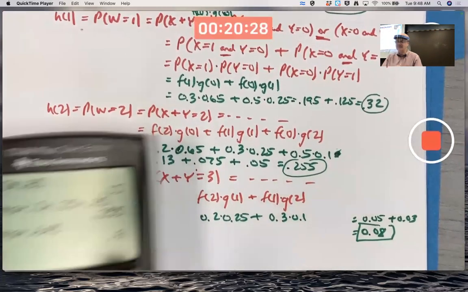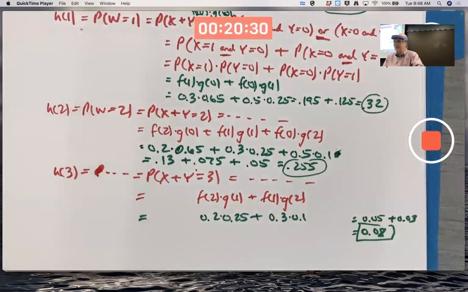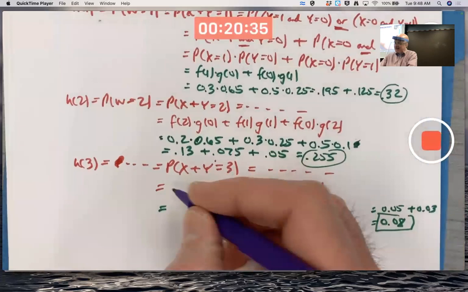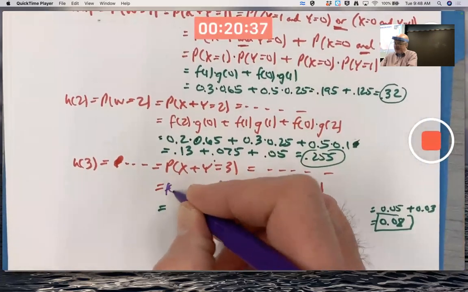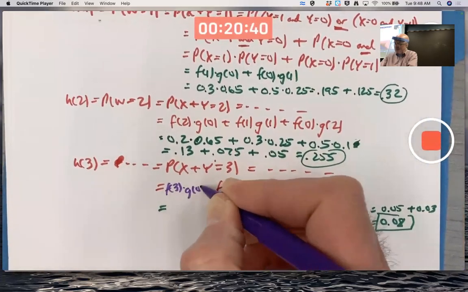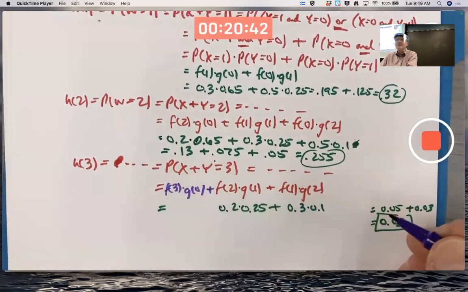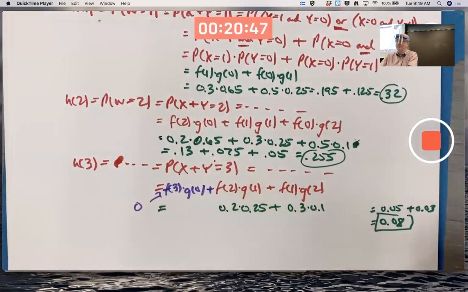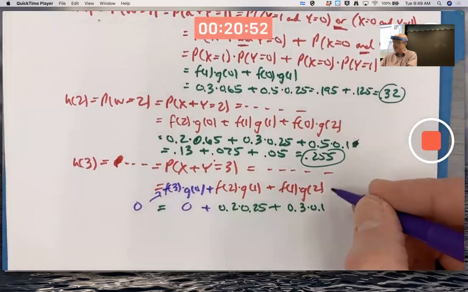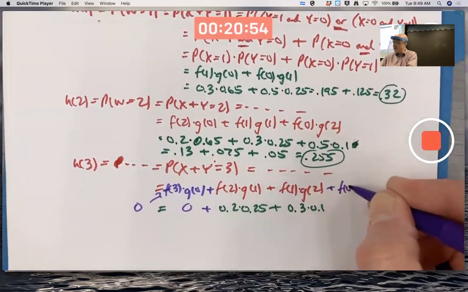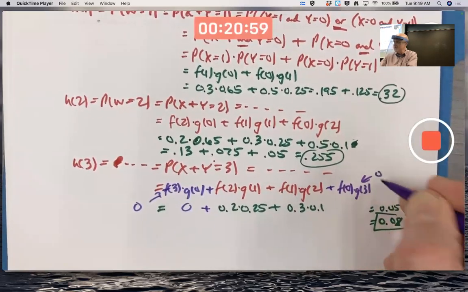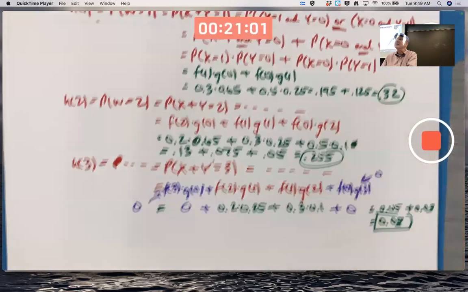Why did I leave some space? Because I also could have written F of 3 times G of 0 plus in there. But F of 3 is 0, so it doesn't affect anything. And I also could have written plus F of 0 times G of 3. But G of 3 is 0, so it doesn't affect anything.